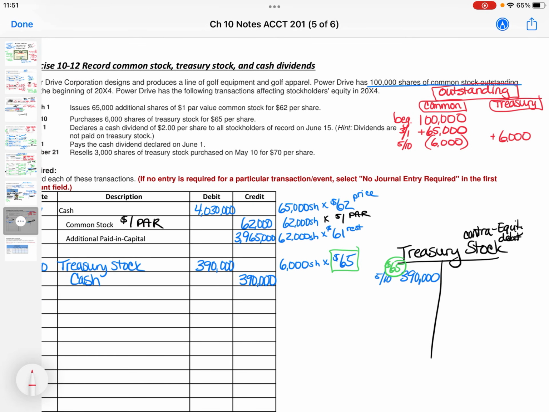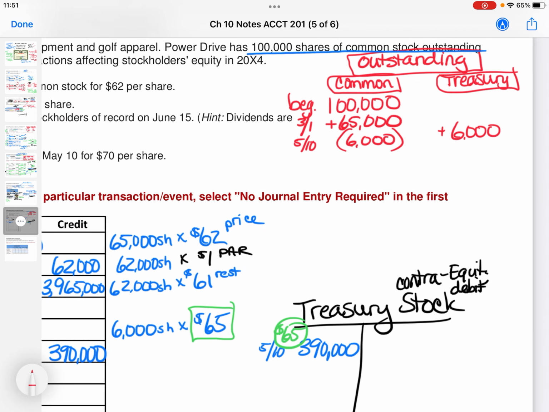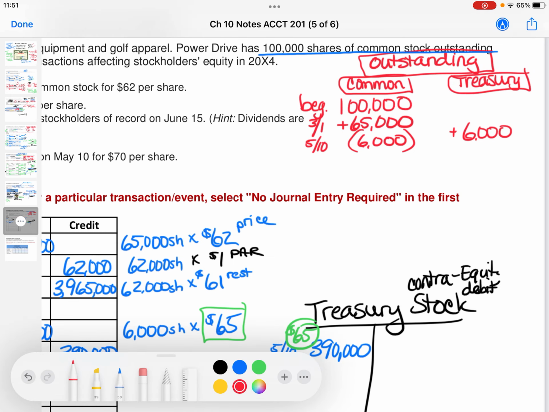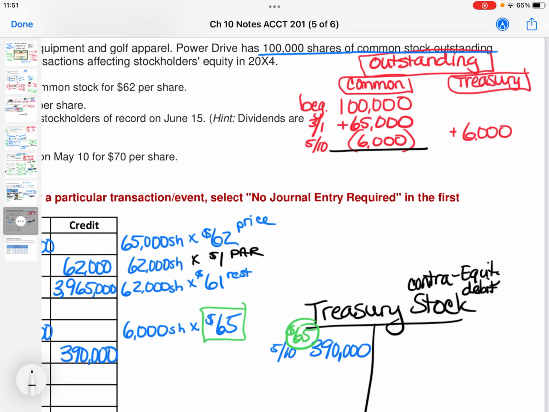All right, everything looks good, right? Let's zoom back in here on the number of shares outstanding. My next entry is going to have me declare a cash dividend. So what I need to know is how many shares are outstanding. So I'm going to go ahead and total this. I'm going to just draw a line. Under the common column, I see that my balance would be 159,000 shares outstanding. And under the treasury stock column, it's 6,000 shares.